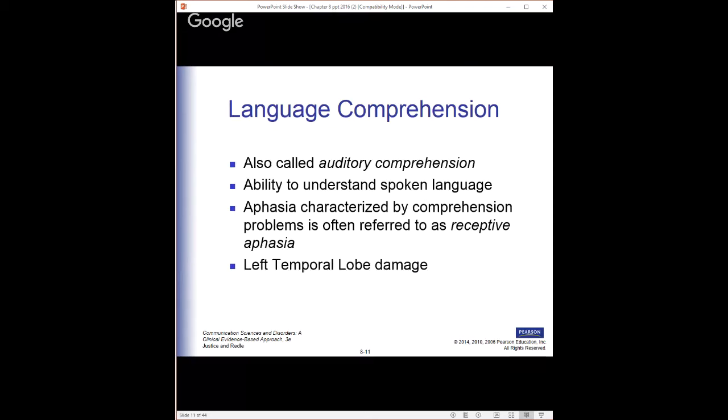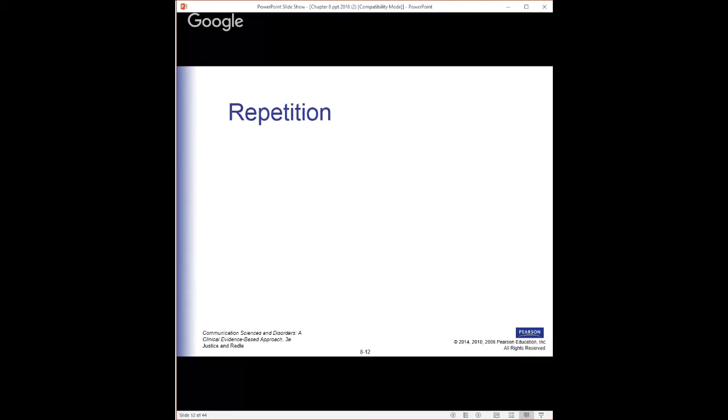And it's characterized by left temporal lobe damage. Repetition is also affected, and it is the ability to accurately reproduce verbal stimuli on demand. Some of the tasks that might be asked of someone would be to say E, or say sofa, or say "no ifs, ands, or buts." And that would be compromised.